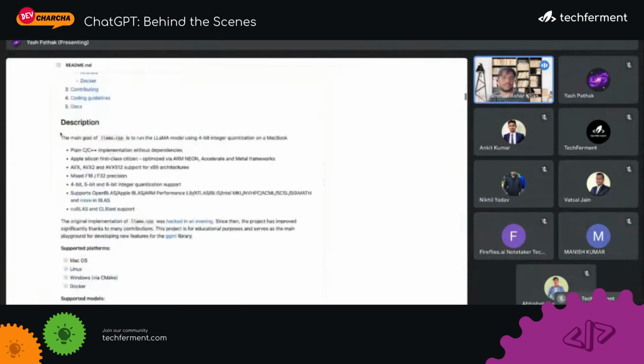But remember, whenever you download any kind of model, it is going to be a very large download in terms of size. It uses 4-bit integer quantization. So you are aware of the word quantization, right?